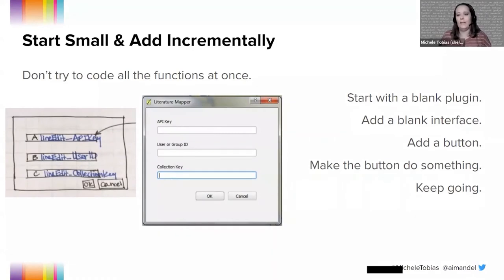Great, you've done something. Then maybe add a blank interface. And then once you get that working, add a button. And then make the button do something and just keep adding piece by piece by piece until you get what you want. And then again, I've got a screenshot here of the plugin itself and a clip from my notebook outlining what this interface should look like just on paper and then making it happen. And then some notes about what the variables are that go into each of those boxes. So you can see that this is totally possible. It starts on a piece of paper and it eventually becomes code.